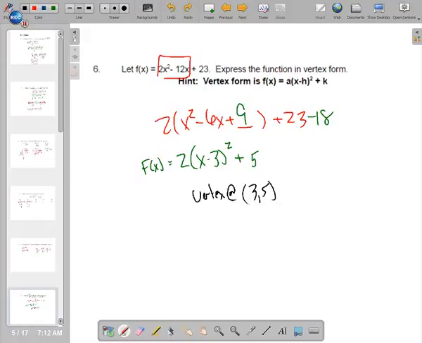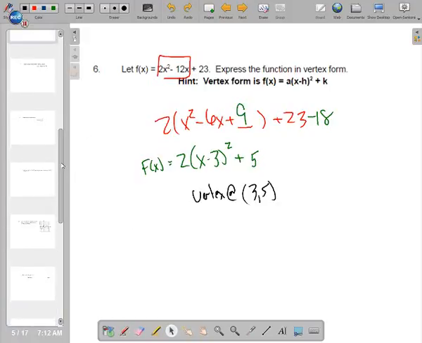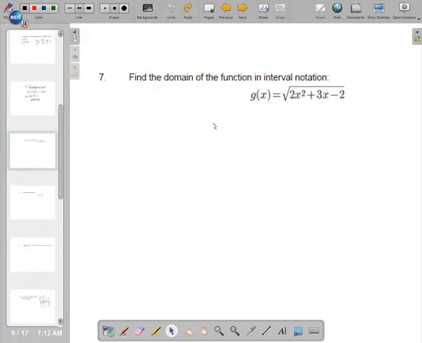What else we got? Let's try find the domain.